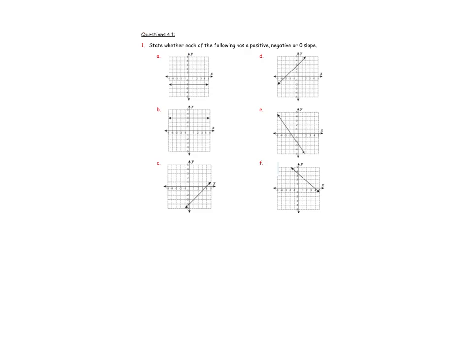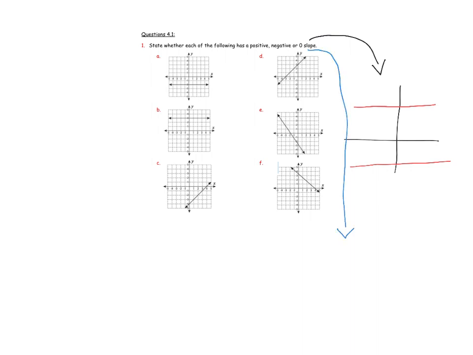State whether each of the following has a positive, negative, or zero slope. That's one key thing we need to look at just before you do these questions. If we have a zero slope, that means it's not going uphill or downhill, so it's completely flat. Any line that's completely flat has a zero slope. Otherwise this question should be perfectly fine.